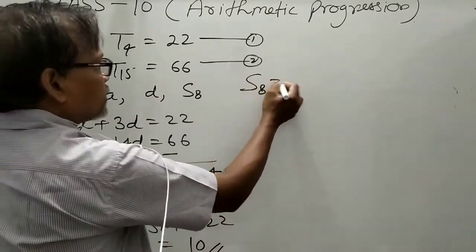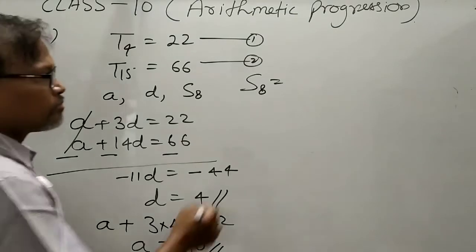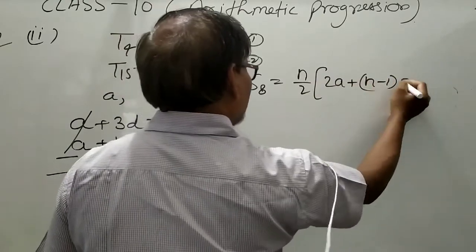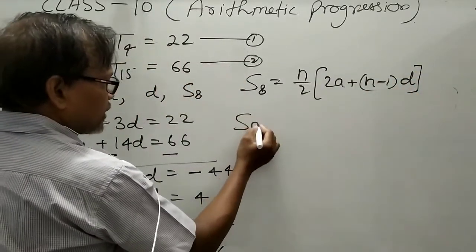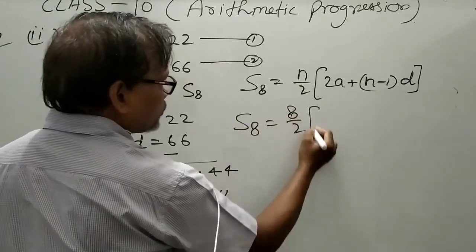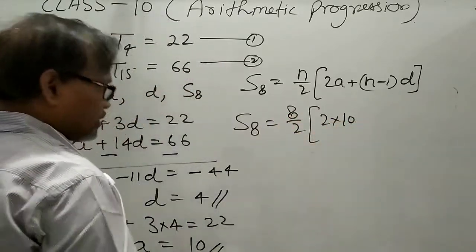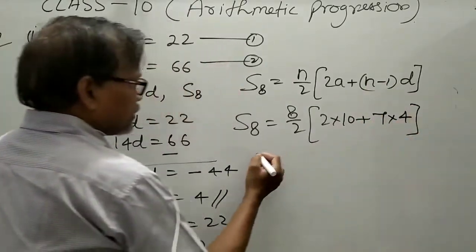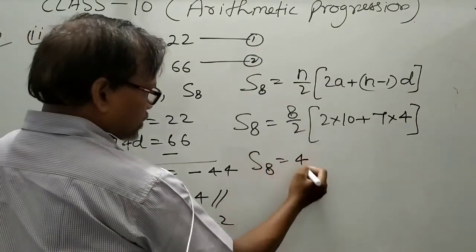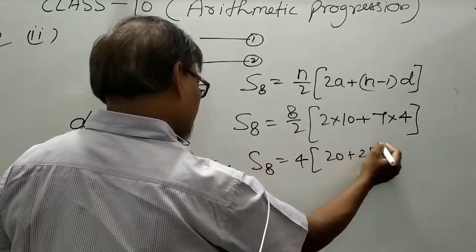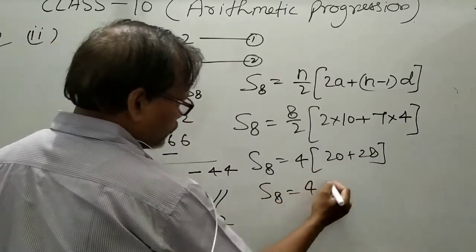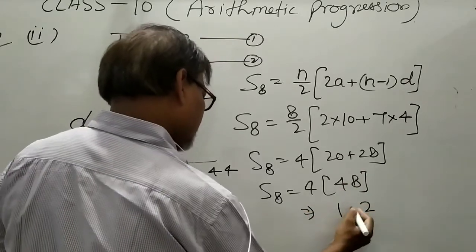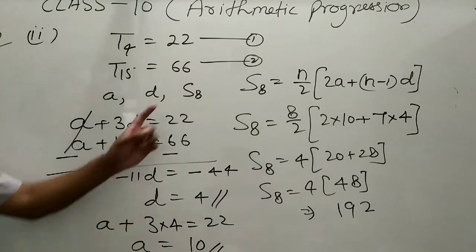Now S8. S8 is equal to n by 2 into 2A plus n minus 1 into D, the formula. So for S8, n is equal to 8. 2A means 2 into 10, plus 8 minus 1, that is 7, into D means 4. So S8 will be 4 into 20 plus 28, so S8 is equal to 4 into 48, so multiply, 192. This is the third answer.